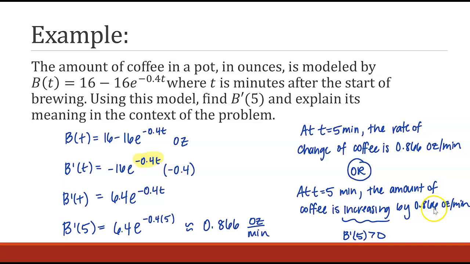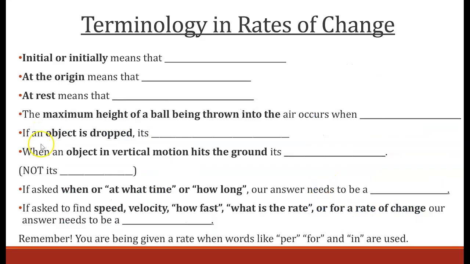And then by the specific amount. We also want to make sure we say the specific time. So this number 0.866 is specific to the 5-minute mark when we're keeping track of what's going on with this coffee. Before moving on to the next example, we're going to go ahead and fill in some blanks here. Let's look at some terminology in rates of change.